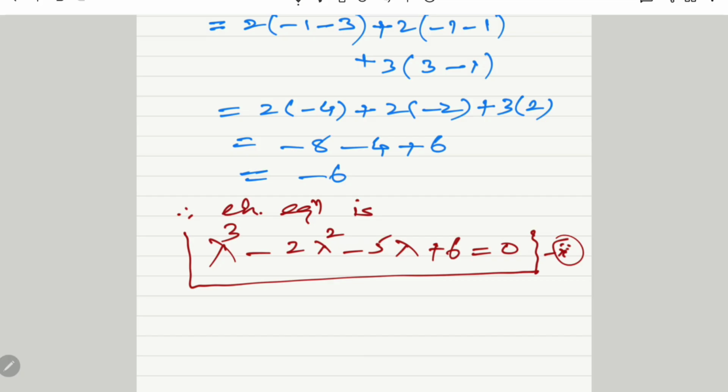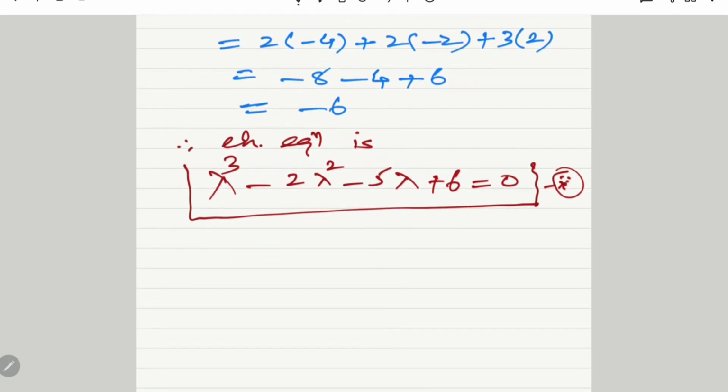a cubic equation. And after getting this characteristic equation, we have to obtain the roots of that equation. Those roots are called characteristic roots or eigenvalues. Therefore it is a cubic equation. We have to solve it by the synthetic division technique. Write down the coefficients in decreasing order.